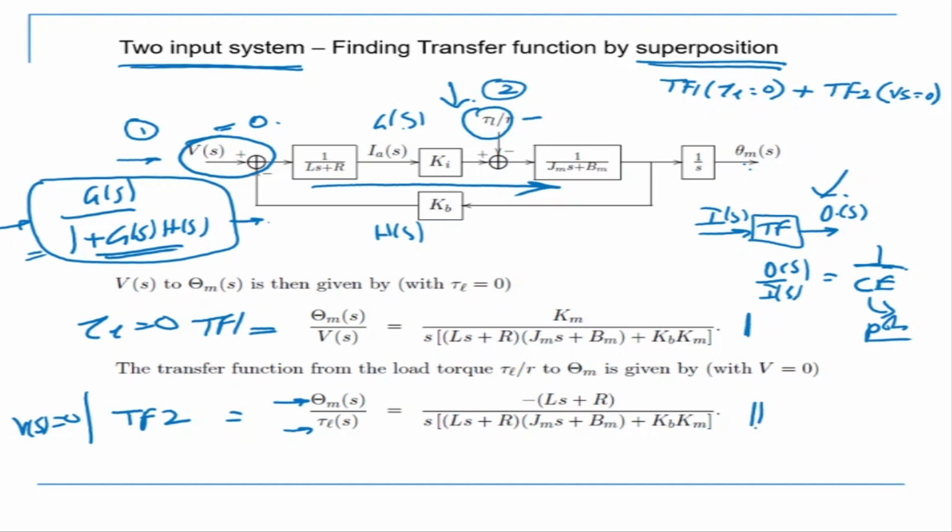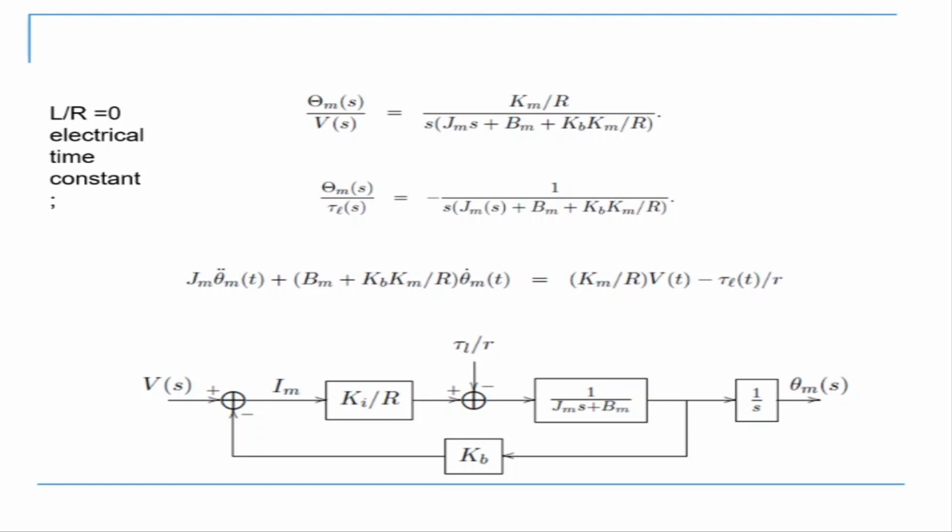By superposition, what are we doing? Once we assume that one of the inputs is 0, then the second time we assume that the other input is 0, find the transfer functions, and then add them. That becomes the combined transfer function. Next, we did find the two transfer functions.